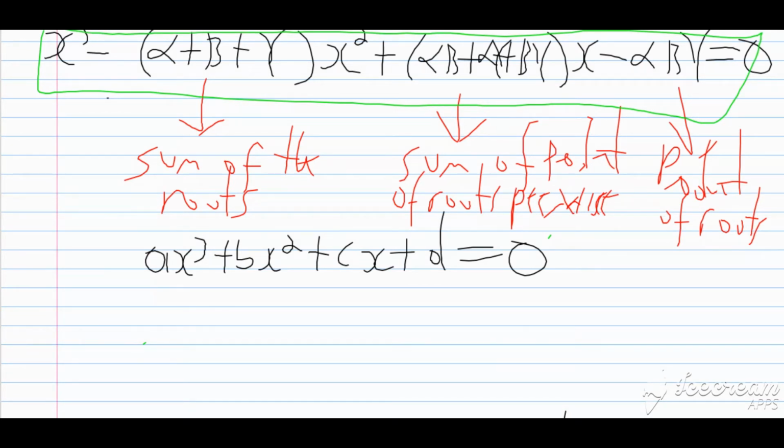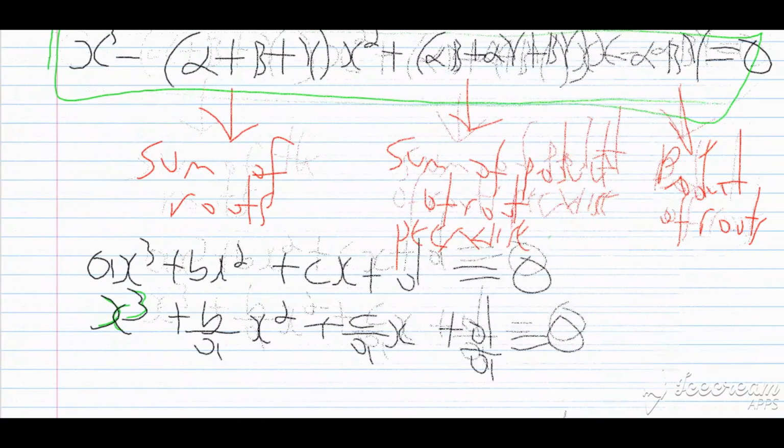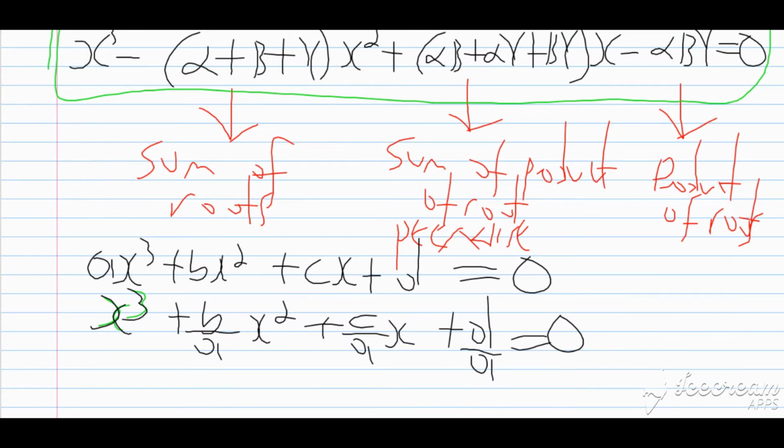What is going to happen? I'm going to have x cubed plus b over a x squared plus c over a x plus d over a equals 0. Because if I divide 0 by a, I'm still going to end up with 0. Now let us do our comparison. Look at the coefficient of x squared. We have negative the sum of the roots, and down here we have b over a. So let me just draw some lines here.